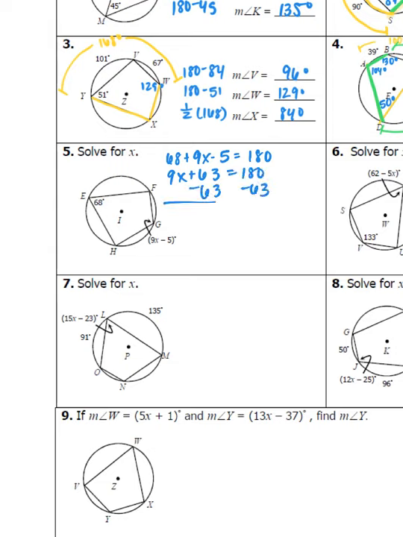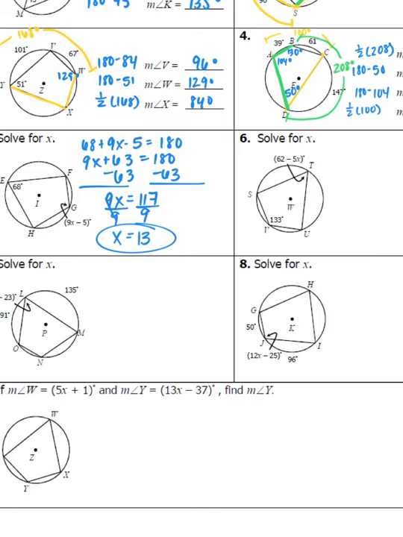Subtract 63 from both sides. We get 9x equals 117, and then dividing by 9, we get x equals 13. Okay, and that's all they want is just x. We don't have to plug it back in for anything.